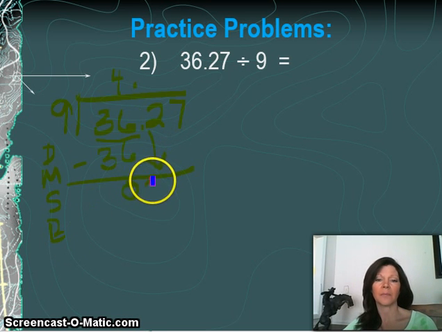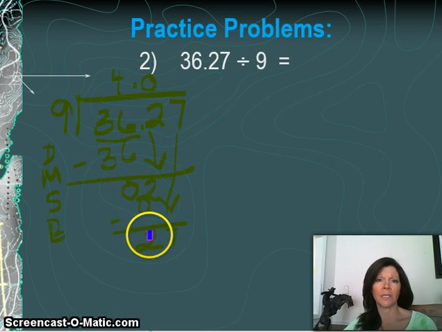That's my next step. 9 goes into 2 0 times. So if you say that out loud, it's going to help you remember to put a 0 above the 2. 9 times 0 is 0. Subtract. It'll keep all of your columns straight. You get a 2. Bring down your 7.